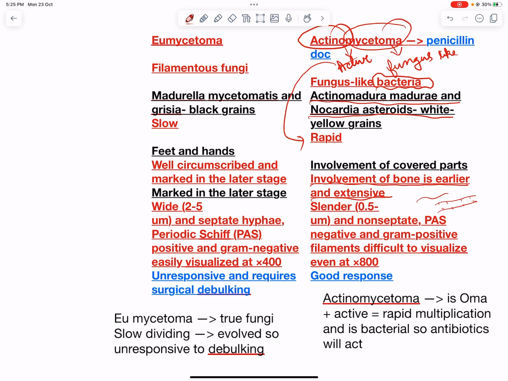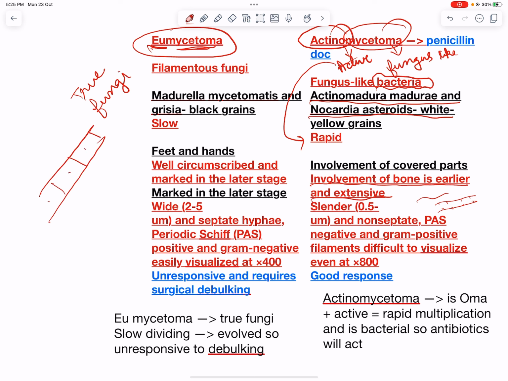Now we move towards the eumycetoma. Now in eumycetoma, true fungi. Now what do you expect from true fungi? We expect that it would be septate, and it would be more adapted to the environment. So they are slow dividing. Moreover, they occur everywhere in feet and hand.